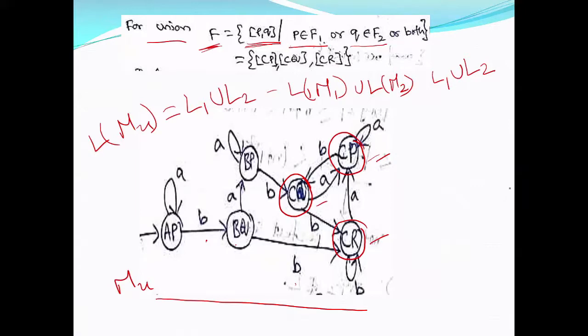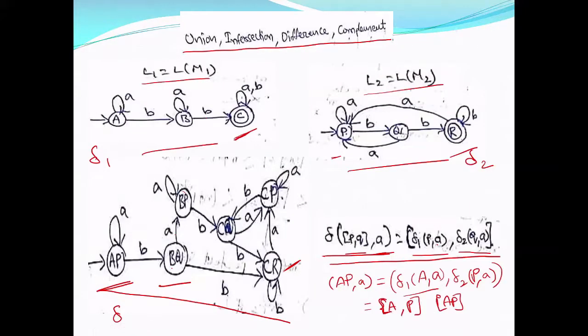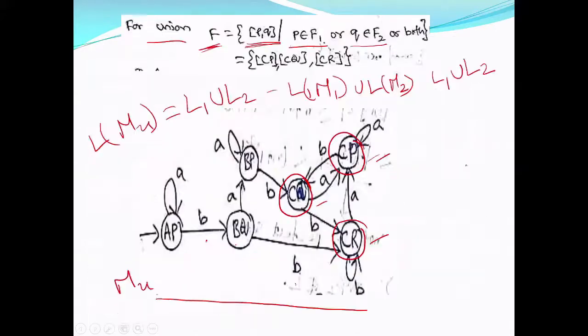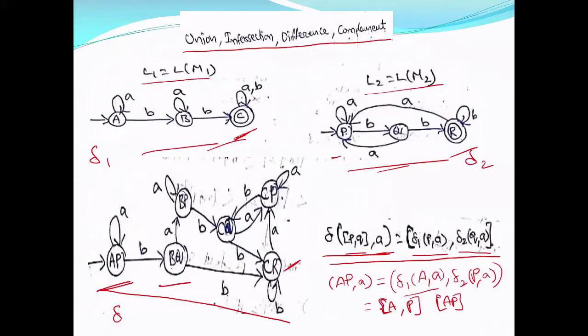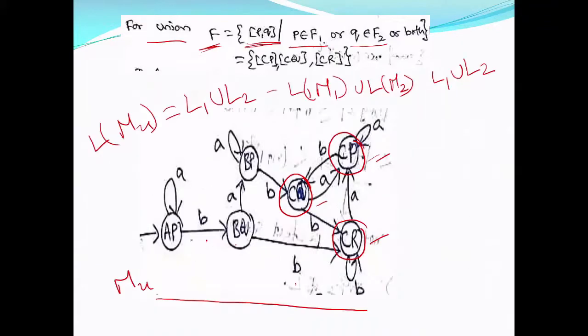When the string is accepted by both M1 and M2, then it will end up in both cases. That is, it will end up in CR, where C is a final state and R is a final state. For example, you can see 3 B's. What happens? B, B, B is accepted here, and B, B, B is accepted here. If you look at B, B, B, B, B, B, it will be accepted, right? So this is how we make the union of two languages.